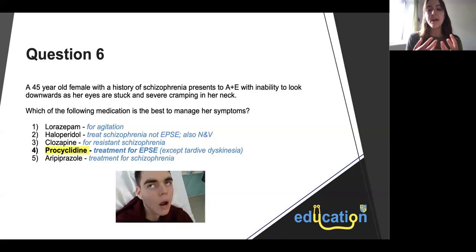Tardive dyskinesia still affects the face, but it's more automated movements like lip smacking, for example, or excessive blinking. The treatment for that is stopping the antipsychotic and referring to psych, because they'll deal with it.